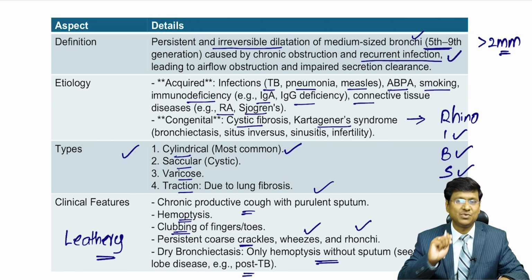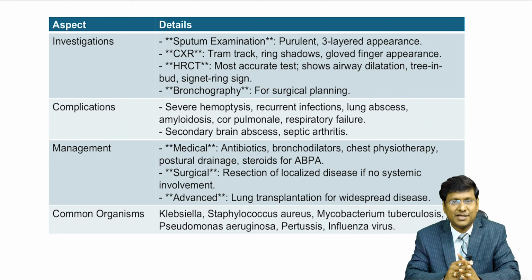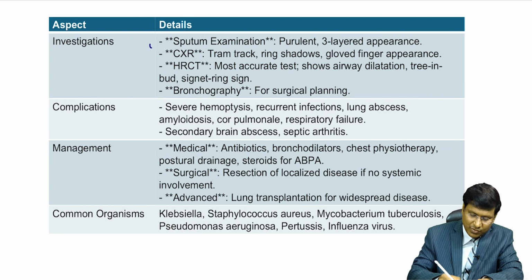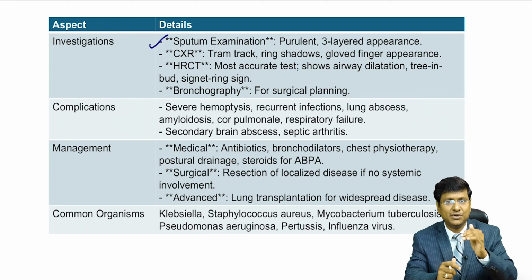Then how will you diagnose these patients with bronchiectasis? Because these patients have copious expectoration, you collect the sputum and place it in a flask. Once you place this sputum in the flask, you will notice that the sputum is differentiated into 3 layers. So you have what is called a 3-layered appearance.